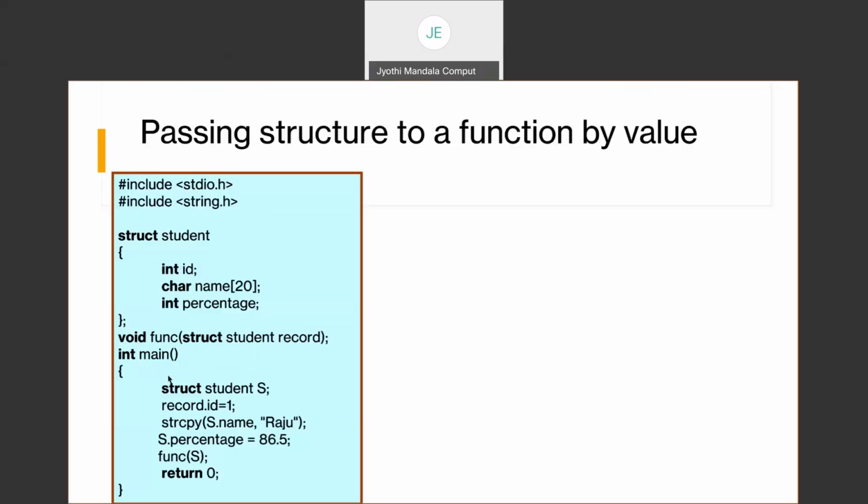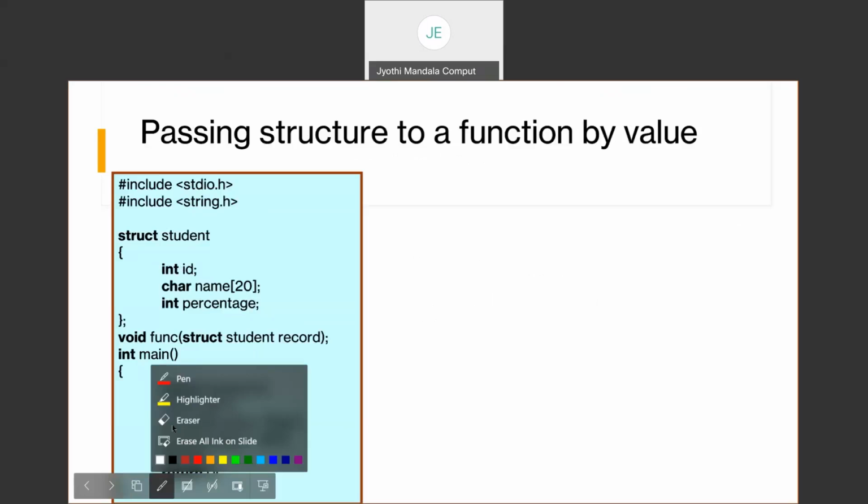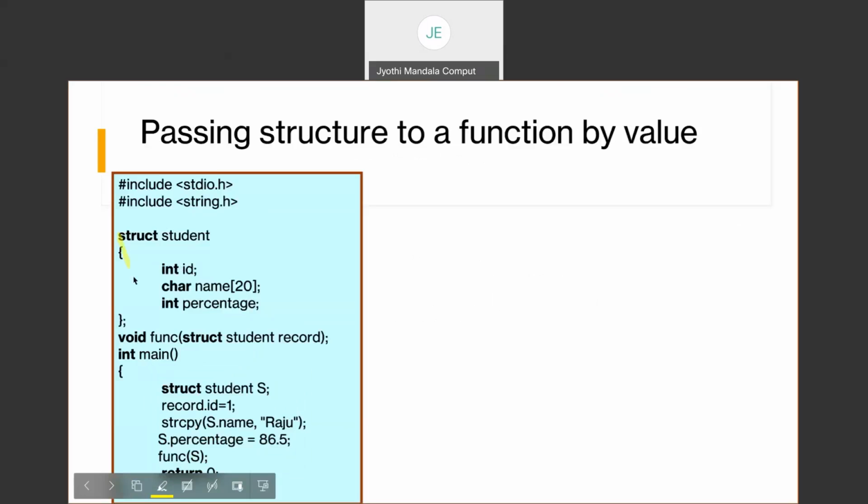This is the structure we have created, struct student. In that struct student, you have id, name, and percentage as three elements of your structure. Now, in the main function, for this struct student, I have created a variable.